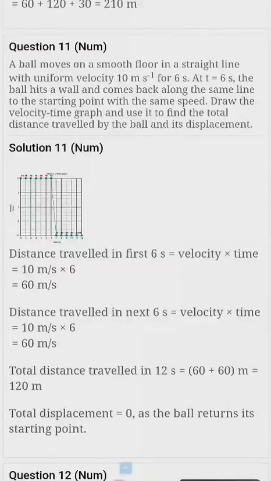While going the velocity was 10. While coming back the velocity is 10, but the direction is opposite. In physics, opposite direction we show by negative. So while going the velocity was 10, while coming the velocity is minus 10. Hence on y-axis you will have 10, that is above, and minus 10 below. So the diagram will look something like this.